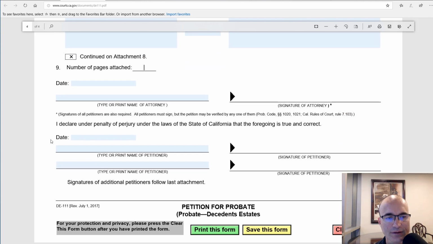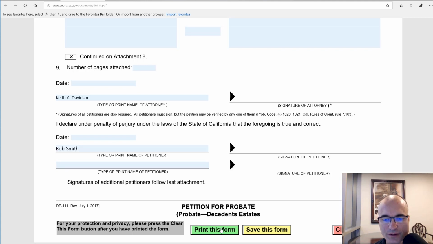At the very end here, you're finally going to get to the point where you can put in the name of the attorney, put in the name of the petitioner, and you can print it out and sign it. So I would put my name here, I would put my client Bob Smith here, and we both would sign this form. You also can print this form and save it so you can use it again or change it around if you have to.